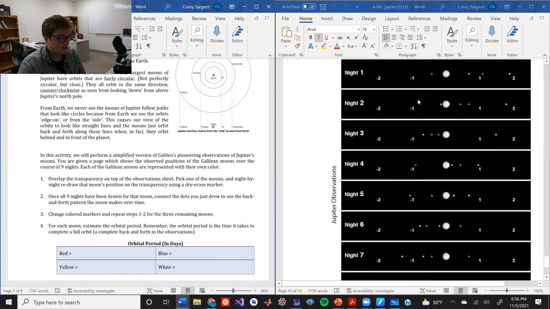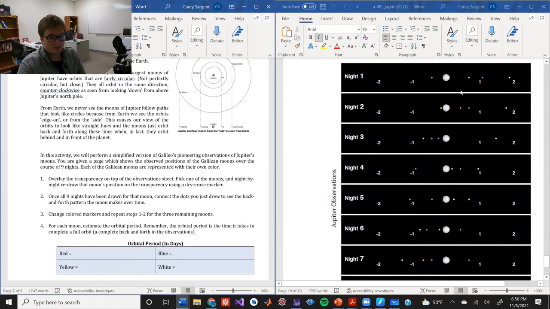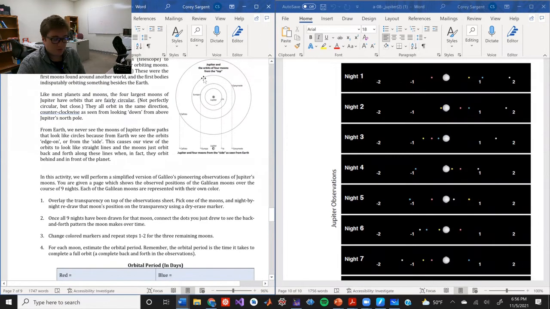Each one of these rows is an image of Jupiter taken from Earth on a different night. So you're looking at Jupiter and its moons from the side. If we were looking at Jupiter from above our solar system, you'd see these moons going in circles. But you're not looking from above. You're looking from all the way over here, for example, so you're looking at it from the side. So you're not going to see these nice circles. It's going to look like the moons are going side to side. And that's exactly what you're going to be measuring here.